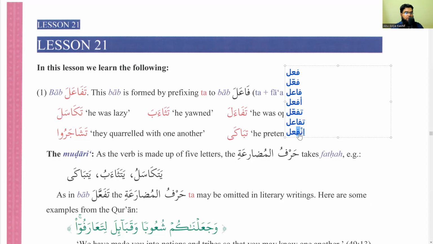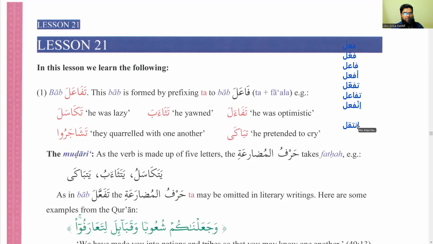Unless there is a ta, then it's form 8, 90% of the time. For example, it will come in the next lesson, inshallah. Intaqala. Oh, you might think, oh, this is in, and this is form 7. No. Because if you see a ta, 90% of the time it is form 8. So what is form 8? You add a hamza and a ta. Right? So this is actually naqala, noon, qaf, lam. Naqala is to transfer something. Intaqala is also to transfer. So this is form 8, because you might get confused.